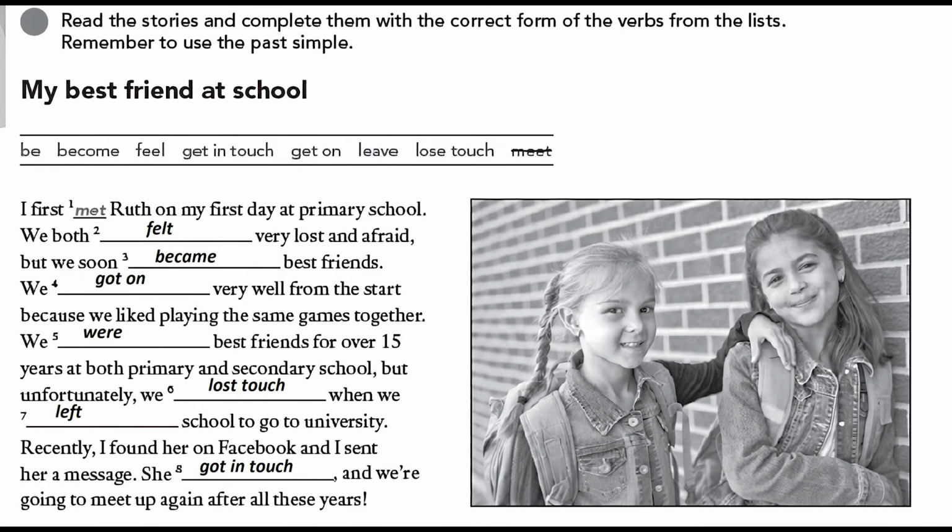My best friend at school. I first met Ruth on my first day at primary school. We both felt very lost and afraid, but we soon became best friends. We got on very well from the start because we liked playing the same games together. We were best friends for over 15 years at both primary and secondary school. But unfortunately, we lost touch when we left school to go to university. Recently, I found her on Facebook and I sent her a message. She got in touch and we are going to meet up again after all these years.